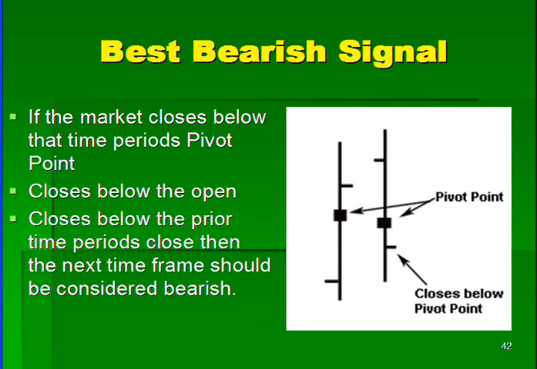Real simple. If the market closes below that time period's pivot point, we assume the market's bearish. So if this is our pivot point and the market's closing below it, and it also closes below the prior time period's close, and below the time period's open, we have several bearish indicators. And more importantly, if the market's going to close close to the low, those are all hints that we should be looking at a potential bearish turnaround in the market.